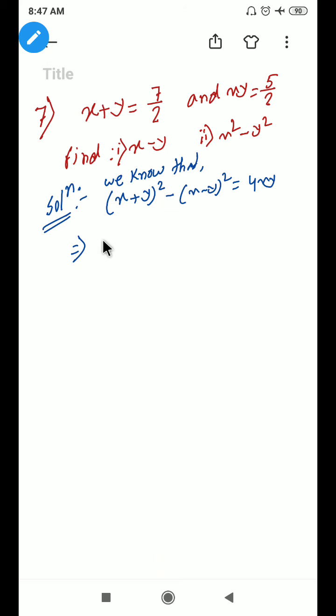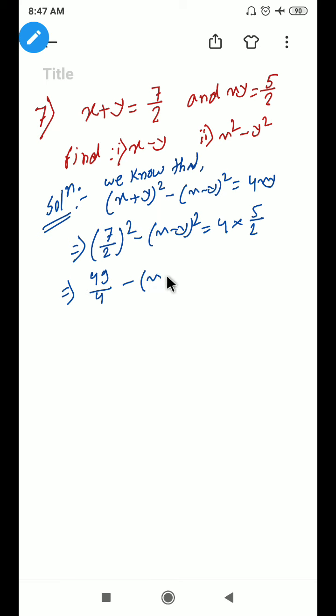So x plus y is given 7/2, so (7/2) whole square minus (x minus y) whole square, which we have to find, equals 4 into xy, and xy is given 5/2. So this is 49/4 minus (x minus y) whole square equals 10. So (x minus y) whole square goes to that side, this will be plus, and 49/4, and if this 10 goes to that side, this will be minus.